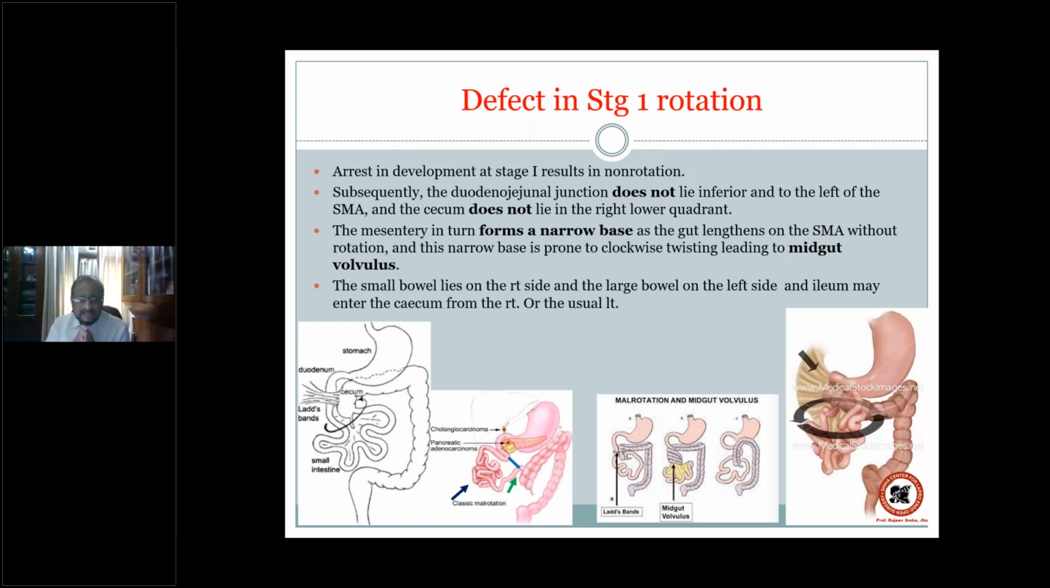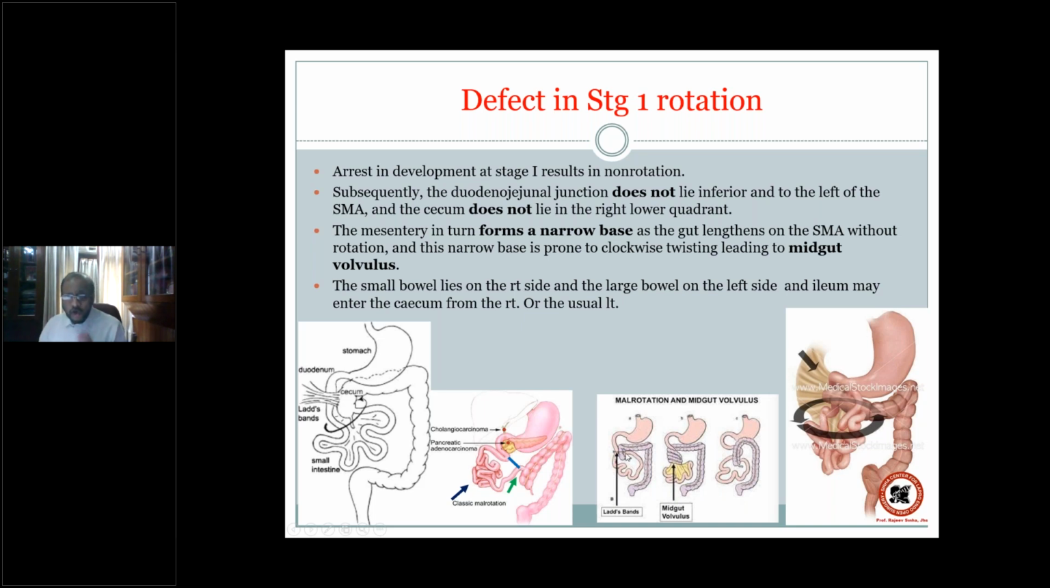Right now, at this stage 1 defect, what could happen? The rotation never happened. The rotation never started, and without this rotation in stage 2, everything went back. So if there's an arrest in the development stage 1, the duodenojejunal junction does not lie inferior to the left of the superior mesenteric artery, and the cecum does not lie in the right lower quadrant as it should. Now normally what should happen is that you should be having a cecum here, you should have transverse colon here, and you should be having the DJ junction here, not here. It should be lying out here.